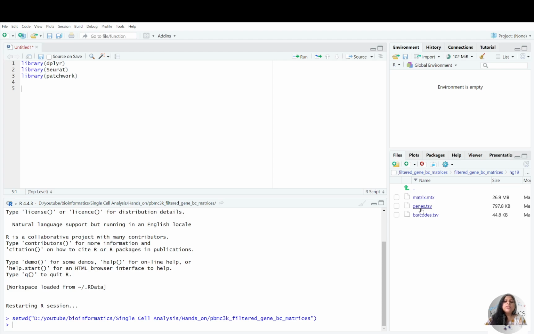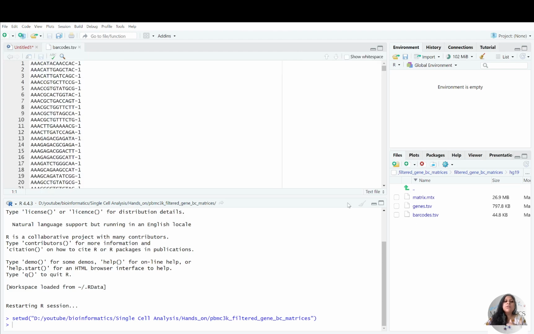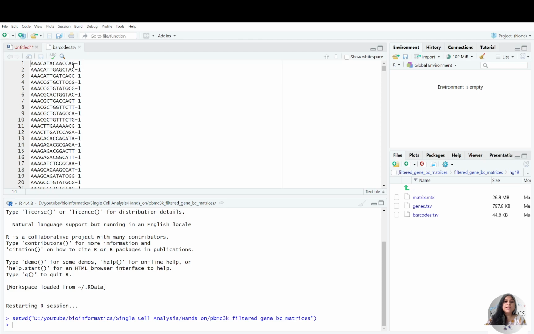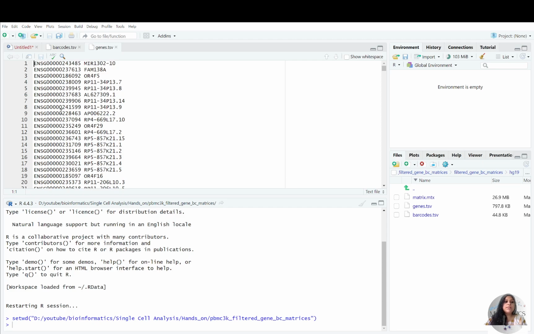And then we have also got genes.tsv. So genes.tsv is also a tabular format where the metadata of the genes are present. And in barcodes.tsv, we have got, see the barcodes, I have opened the barcodes.tsv. So I have already told you in my previous lecture video that barcodes are nothing but the unique sequences, and each unique sequence corresponds to a different cell type.